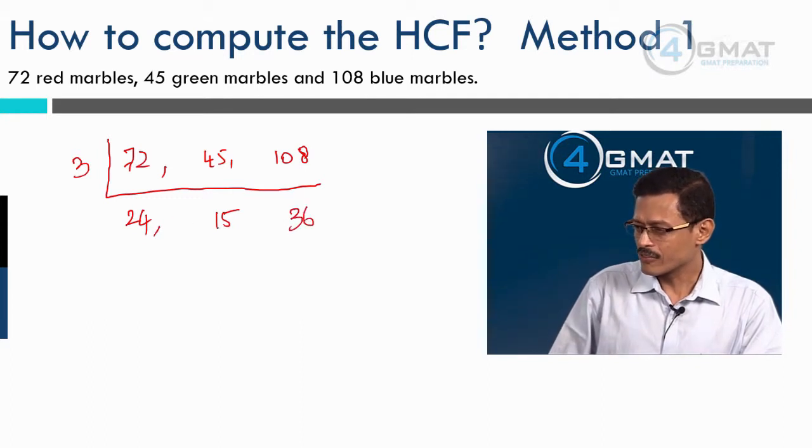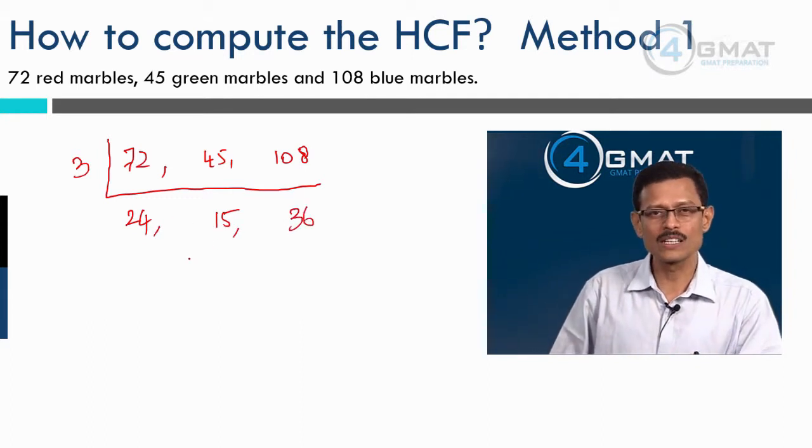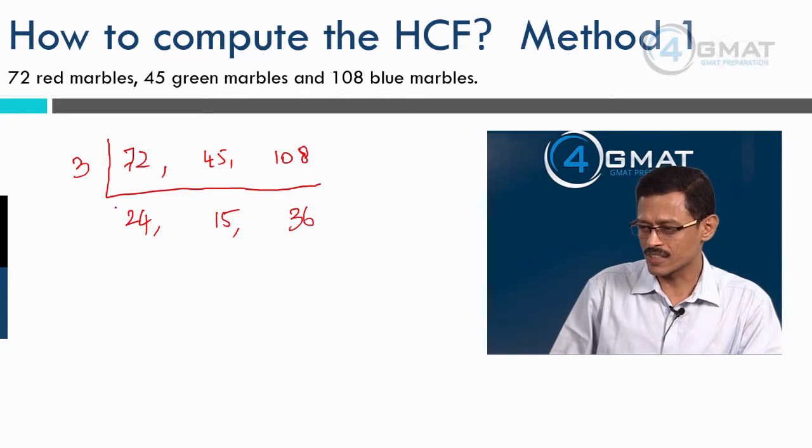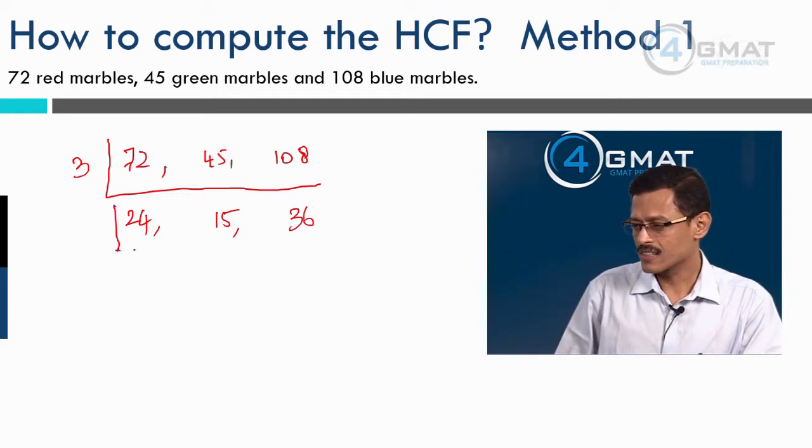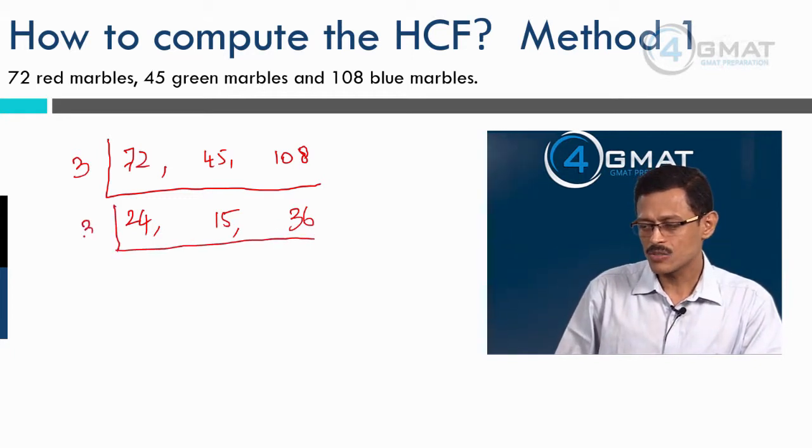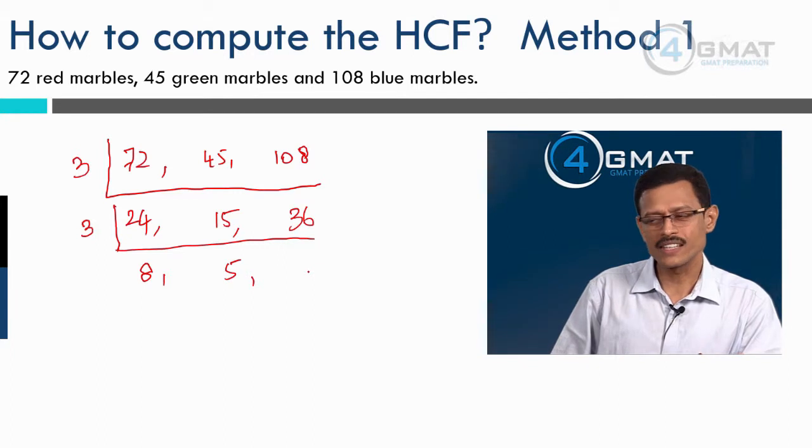Right? 24 is also a multiple of 3, 15 is also a multiple of 3, and 36 is also a multiple of 3. So the result of this division is further divisible by 3. I'll divide it again by 3. 24 by 3 is 8. 15 by 3 is 5. And 36 by 3 is 12.